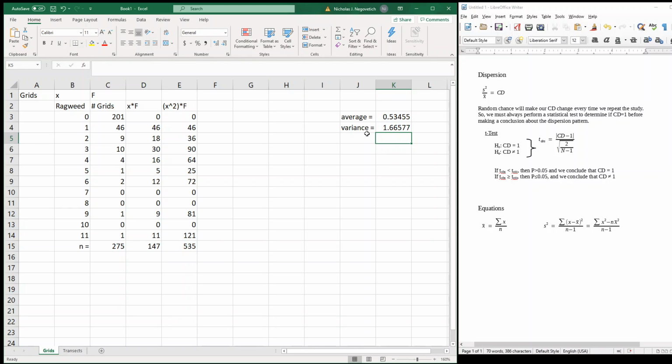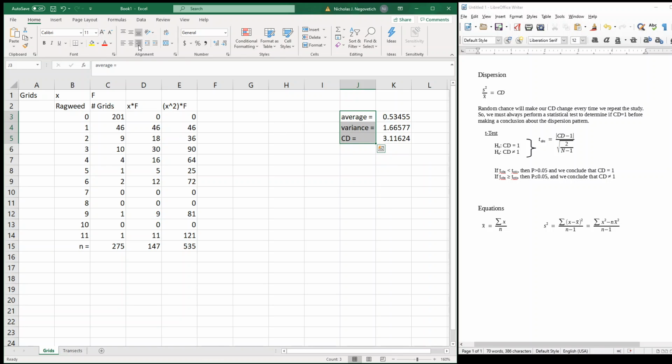So just looking at variances and the averages, what dispersion pattern do you think we have? Well, if we have a random dispersion pattern, then these two values should be equal. They're not. Our variance is greater than the average, which means when we calculate our coefficient of dispersion, we should get a value that's greater than 1. So this is our variance divided by our mean, and we get a coefficient of dispersion of 3.11.